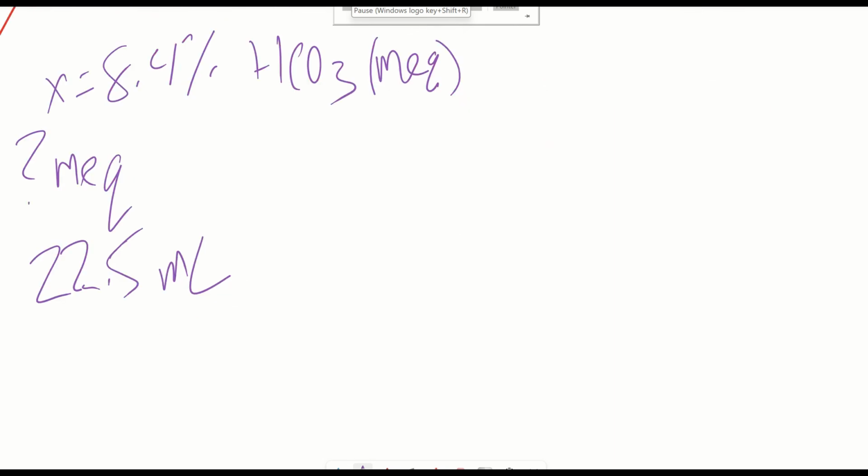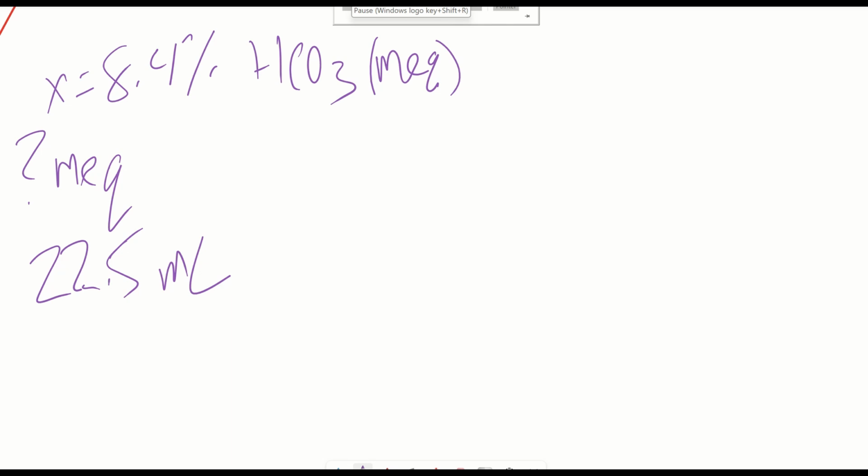Where do I even start? Do I know how many mLs? Yes, it tells me how many mLs. I want to know how many MEQs. But it could ask, you're giving 10 MEQs, how many mLs is that? The question could ask either way. It's still assessing whether you know what percent concentration is. So you have to know that it's X amount per 100 mLs. So this is 8.4 MEQs per 100 mLs.